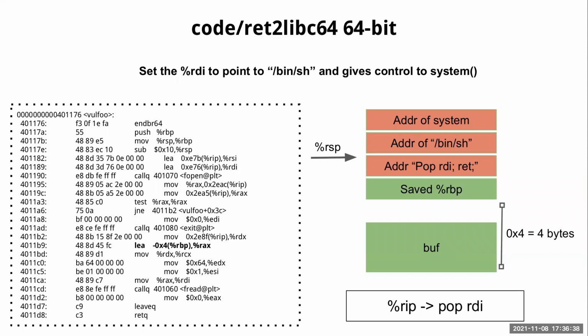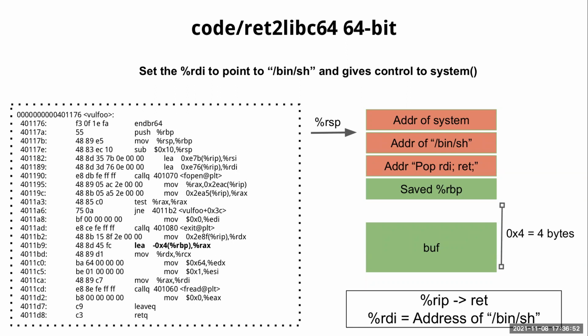So now, after pop RDI, the address of this string will be moved to RDI. And the EIP will move forward to point to the return instruction, right? So ESP now points to here. EIP points to return. So the next instruction we're going to execute is return again, but it's not this return.